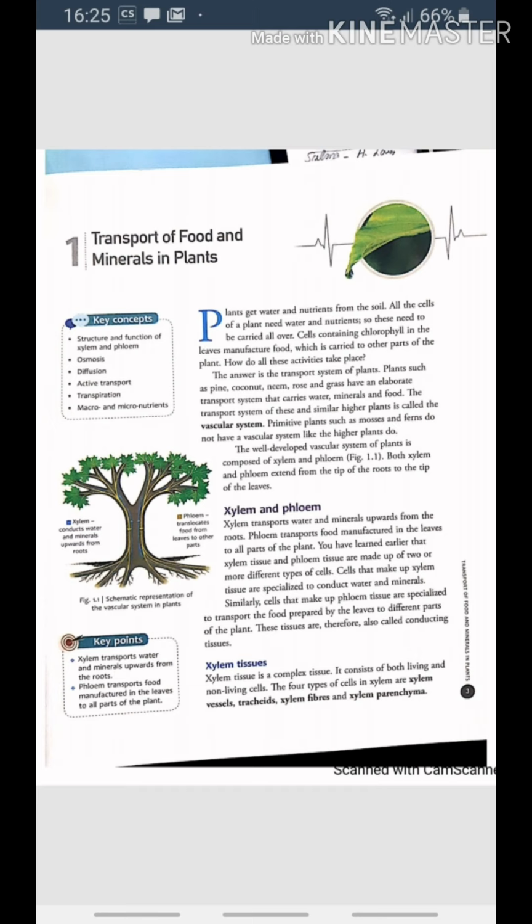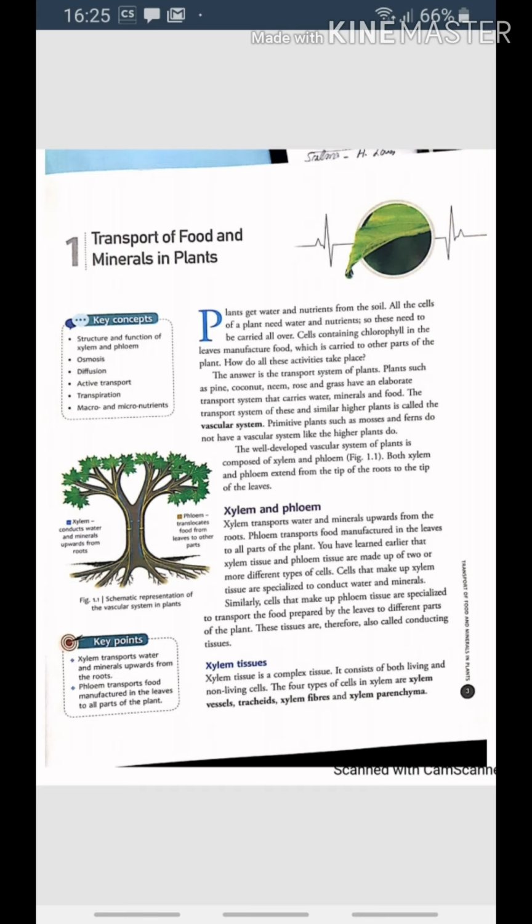So what is diffusion? Sometimes the concentration of mineral molecules is higher in the soil than inside the root hair cells. This is when the root hair cells absorb minerals by diffusion. Diffusion is the movement of salt or mineral molecules from a region of their higher concentration to a region of their lower concentration. Now see the second one, that is active transport.